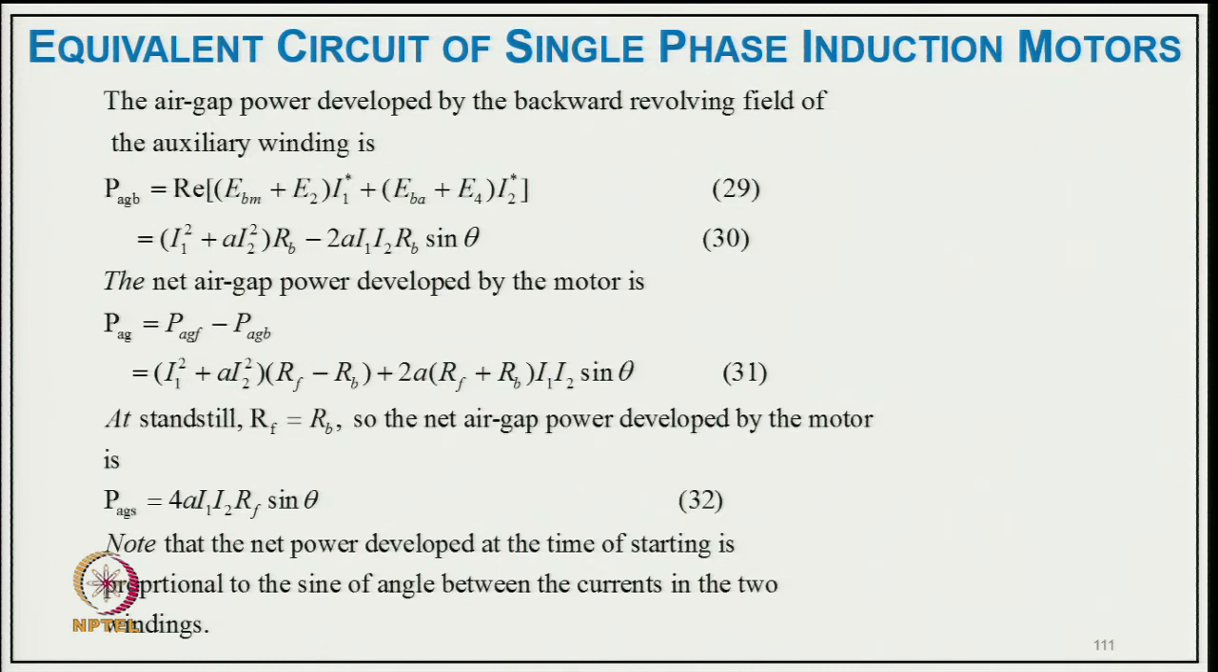So, the net air gap power developed will be PAG equal to PAGF minus PAGB, and that is equal to (I1 square plus A square I2 square)(RF minus RB) plus 2 A (RF plus RB) I1 I2 sin theta, and at starting RF equal to RB. So, the net air gap power developed by the motor is PAG equal to 4 A I1 I2 RF sin theta. Note that the net power developed at the time of starting is proportional to the sine of the angle between the currents in the two windings.